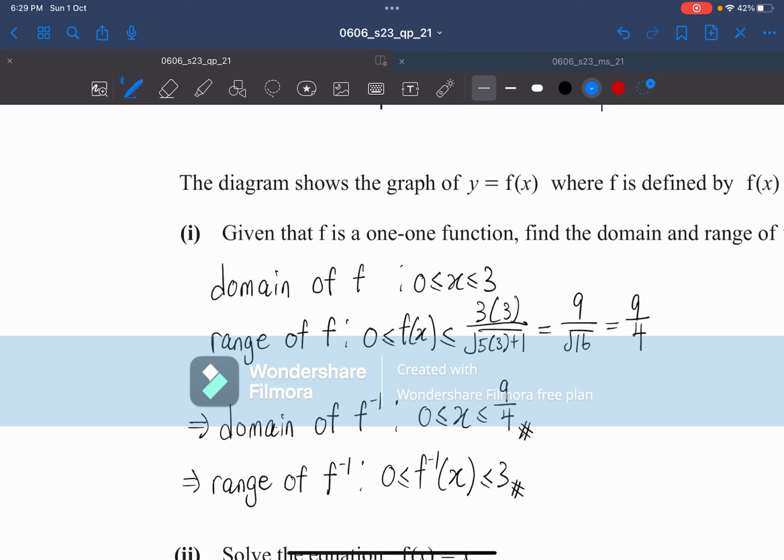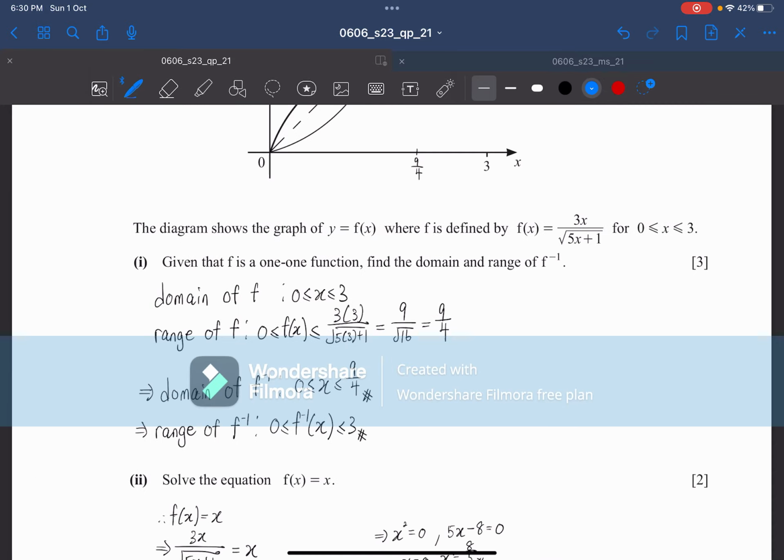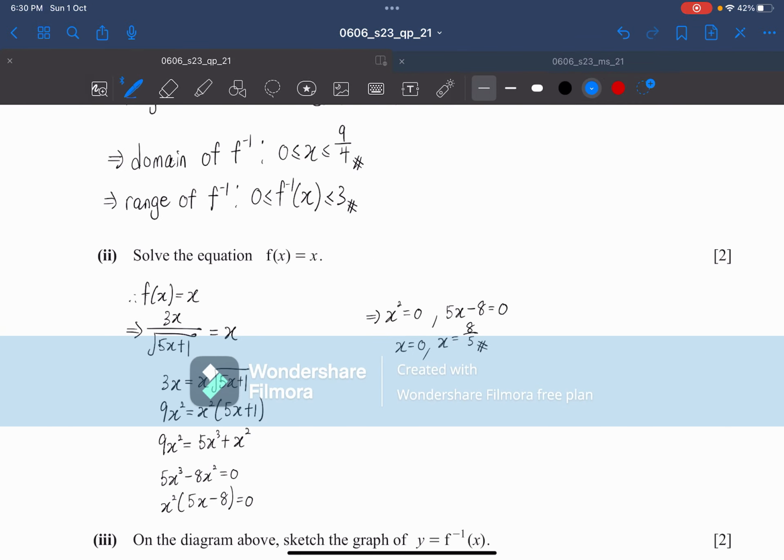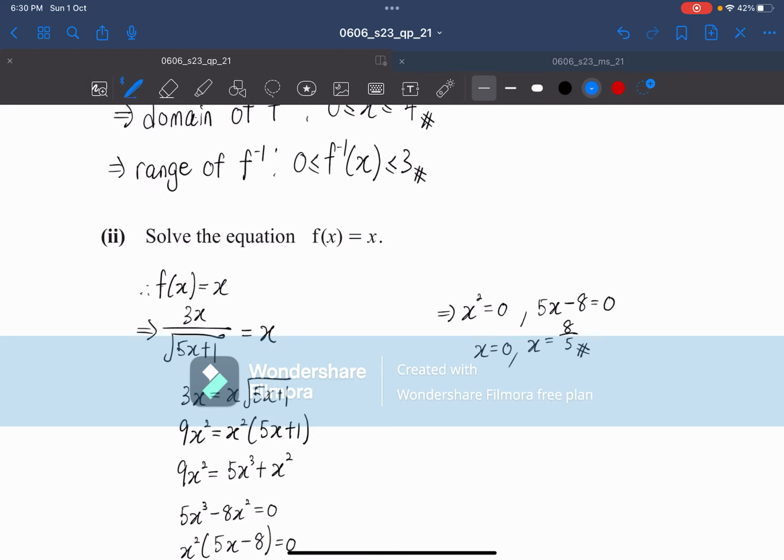So the domain of f negative 1 is going to be the range of f, which is this, and the range of f negative 1 is just going to be the domain of f. And yeah, that's how you do it. So for number 2, solve the equation. This is just algebra. Rearrange. You should be able to solve it.